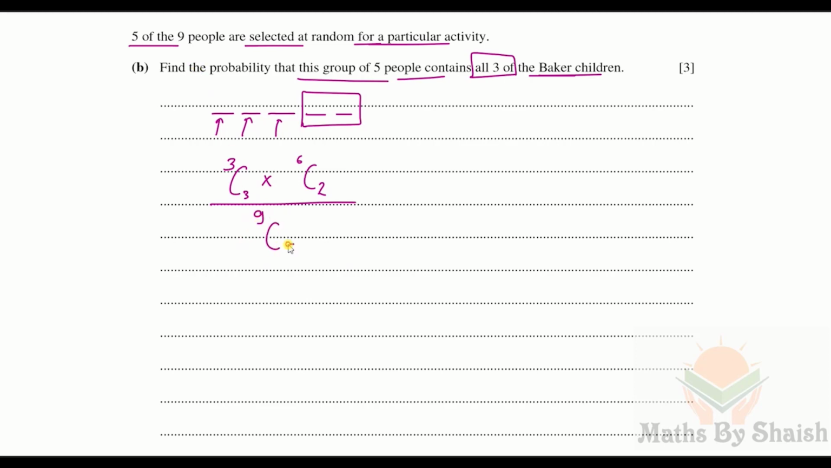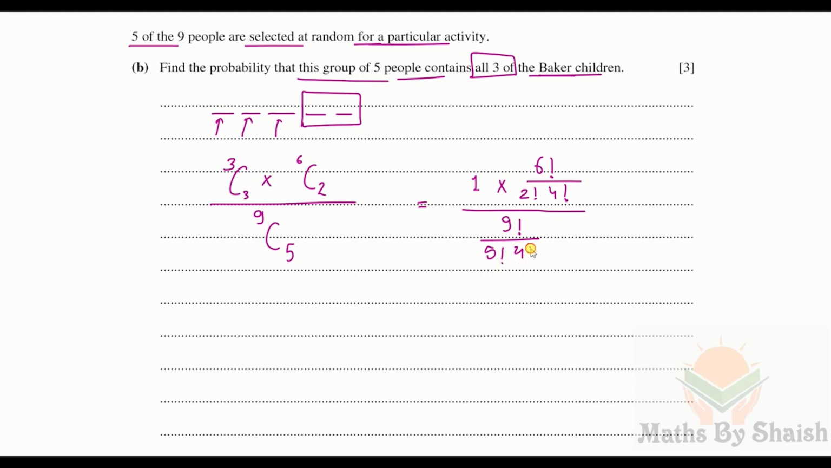So 3c3 is 3 factorial over 3 factorial minus 0 factorial, that is 1. So 3c3 is always of course 1, and 6c2 is 6 factorial over 2 factorial 4 factorial. We could have directly calculated from calculator. It is of course fine, because we have calculator here. And then 5 factorial and 4 factorial.